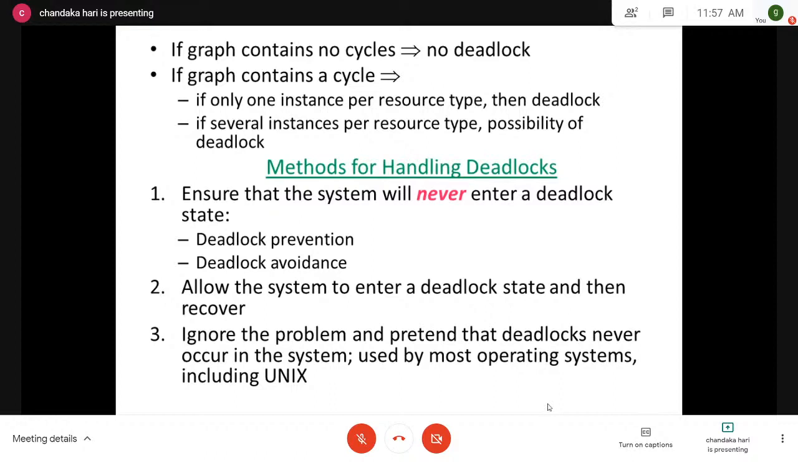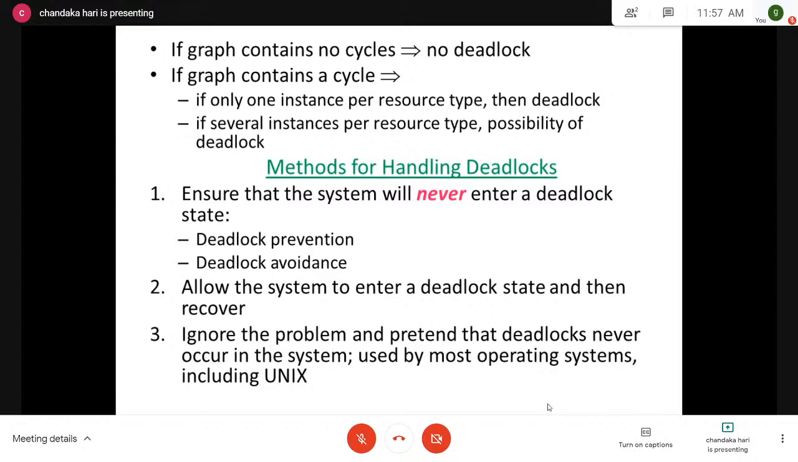Observe it. Once the deadlock is obtained, use some recovery algorithm to break the deadlock and continue the execution. This is the second one. And the third kind of solution is to ignore the problem altogether and pretend that deadlocks will never occur in the system. This is the solution most operating systems use. If deadlock is encountered, the user forcibly stops the execution of one of the processes by ending the process. Most operating systems, including Unix, use this particular technique.